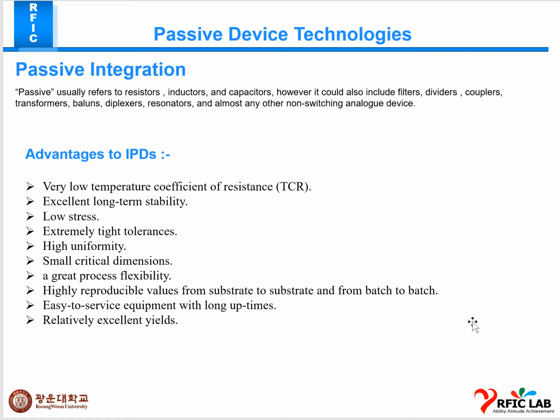IPD has advantages for this, which are very low temperature coefficient of resistance, excellent long-term stability, low stress, extremely tight tolerance, high uniformity, small critical dimension, great process flexibility, highly reproducible values from substrate to substrate and from batch to batch, easy to service, equipment with long times, and relatively excellent yields.